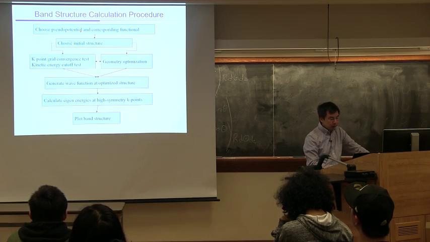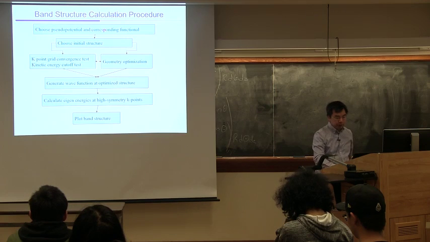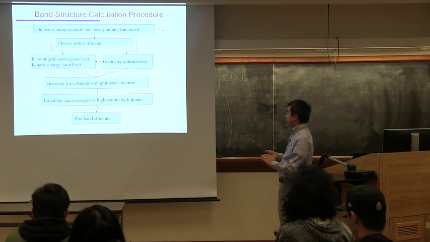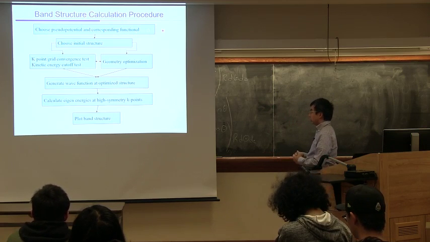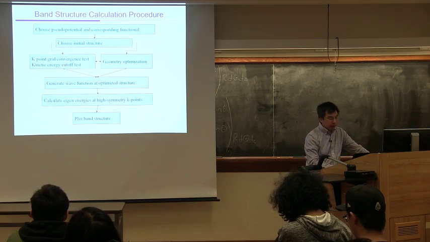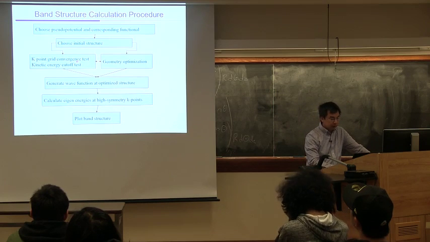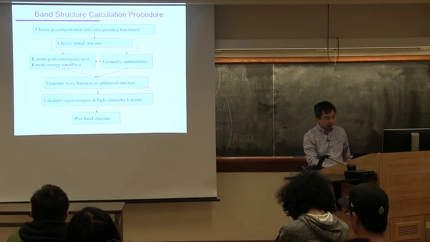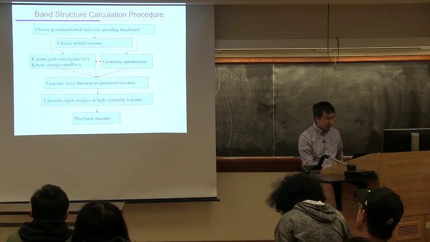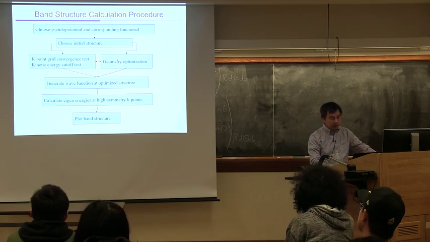Okay, for a material, we need to choose a pseudopotential for most materials and the corresponding functional, right? Whether you want to use LDA or GGA, you need to decide on that. Okay, we have an initial structure. So with that initial structure, we will do a k-point grid convergence test. How many k-points do we need, right, to have the results converged? Also, a kinetic energy cutoff test, what cutoff energy we need to use. So these need to be tested to see the convergence. And with that, we can calculate the total energy of the system, right?